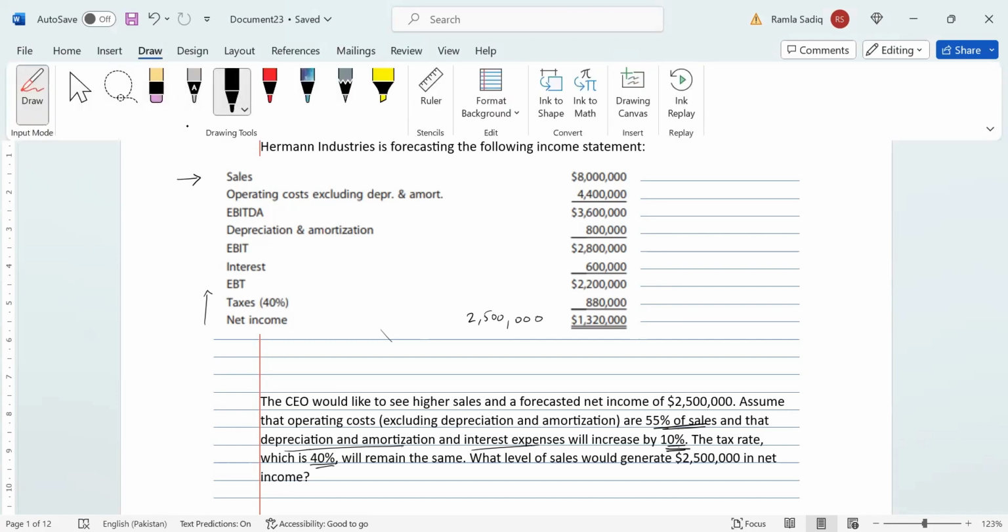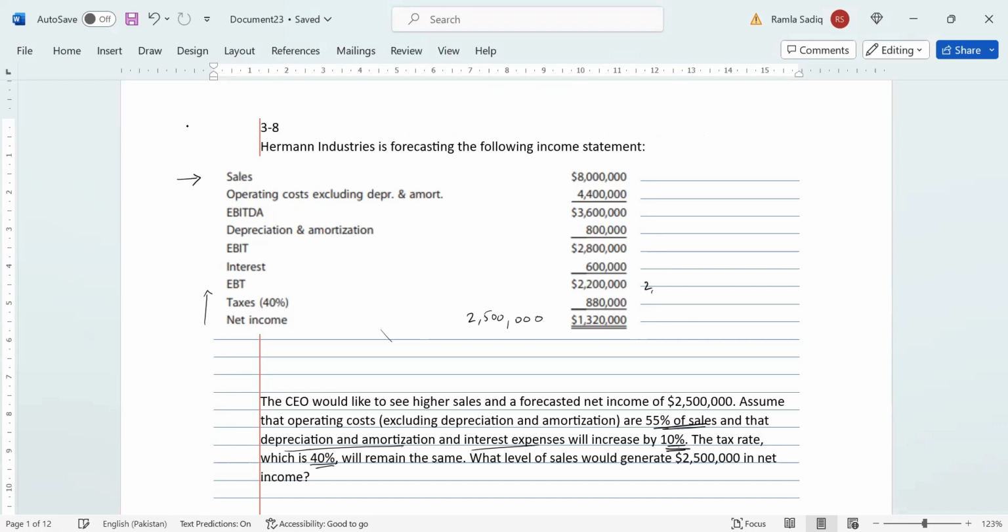Okay, there we go. So now to calculate our new EBT, we're going to take our net income of 2.5 million and divide by 1 minus 0.4, 1 minus the tax rate. When we plug that into a calculator, we get 4,166,667. That's 666.67, but for the sake of simplicity, we're going to round off to whole numbers.